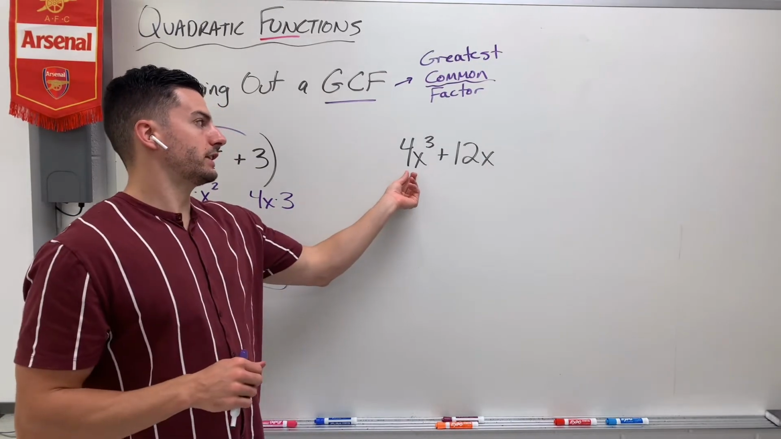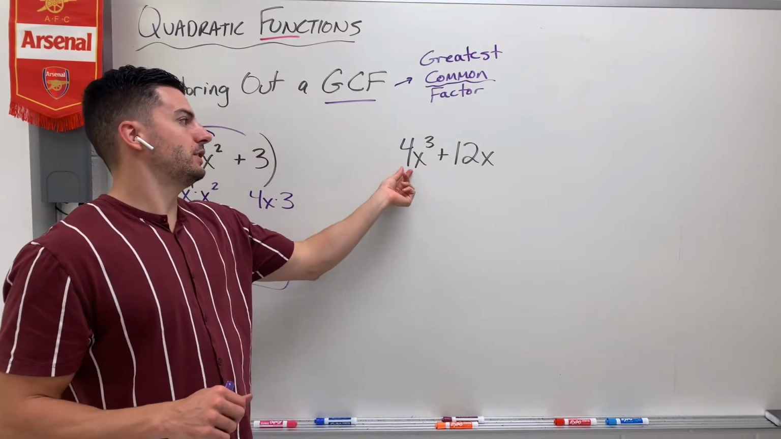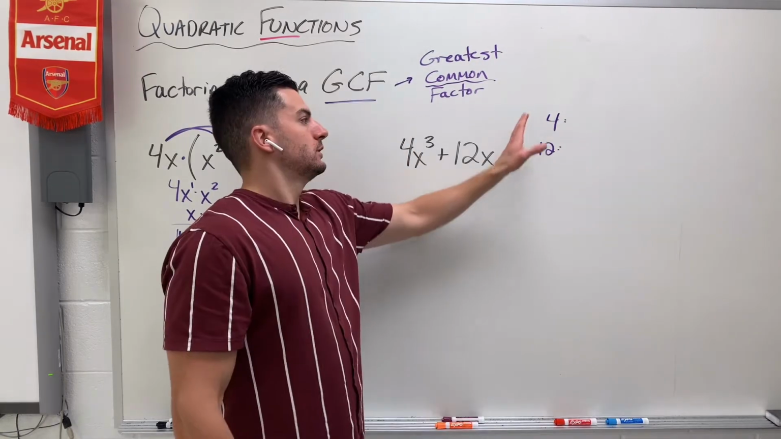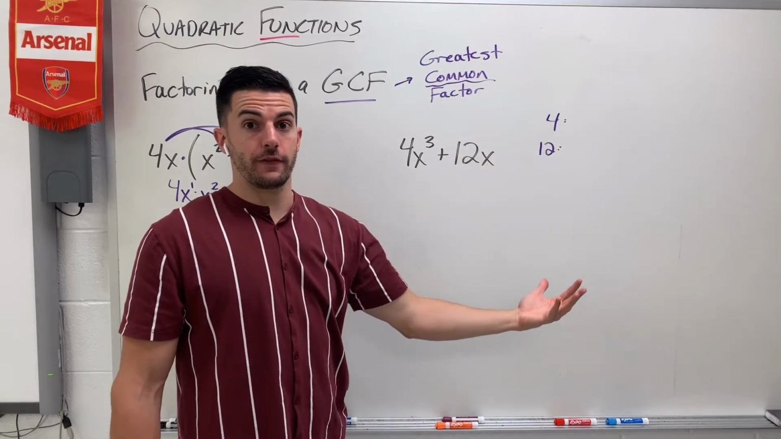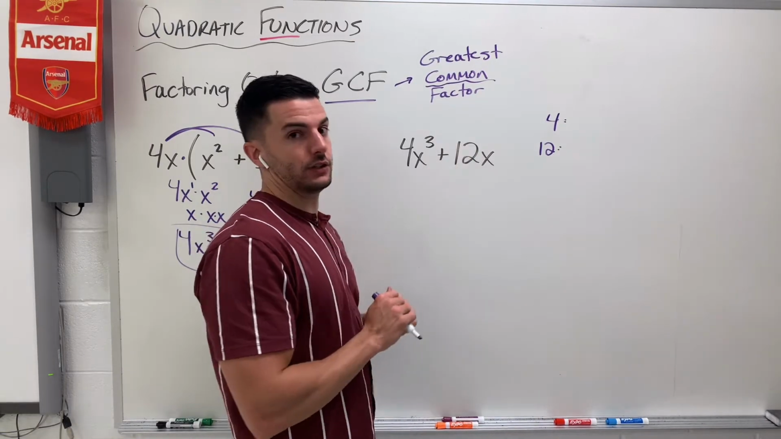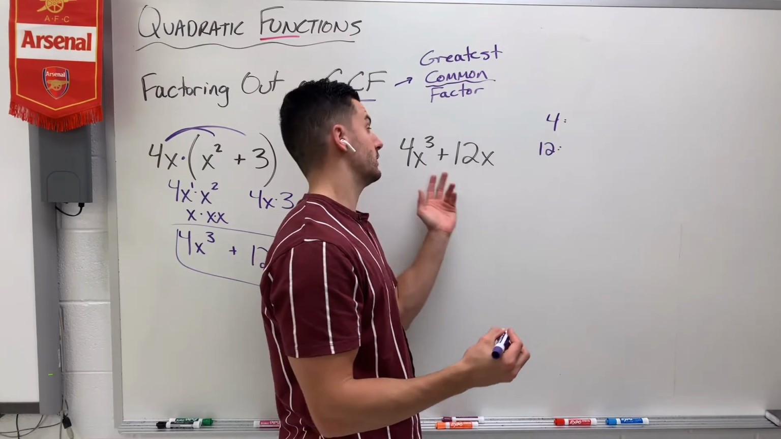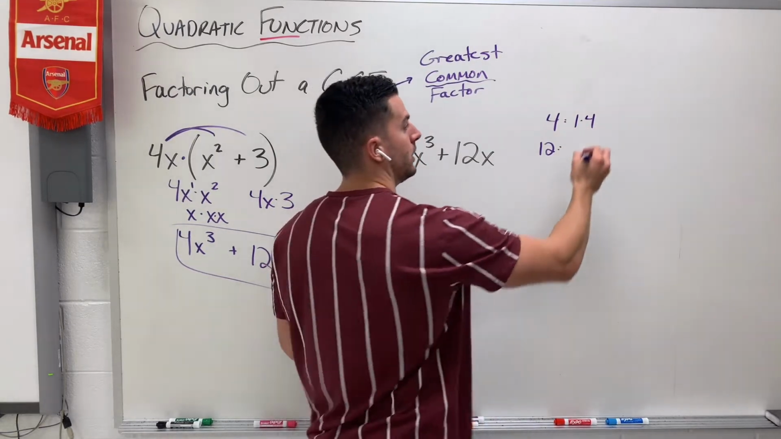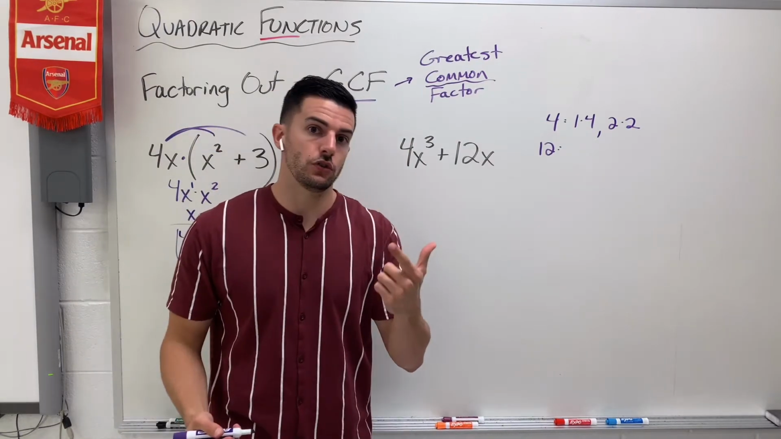So 4x to the third and 12x. You break it up. We look at the coefficients first, and the coefficients here are 4 and 12. With GCF, sometimes it can be helpful to actually write out all the factors of these. You don't have to do this, but as a reminder of how you would find the GCF: for 4, what are all the numbers that multiply to give me 4? 1 times 4 is 4, and 2 times 2 is 4. So the factors of 4 are 1, 2, and 4.